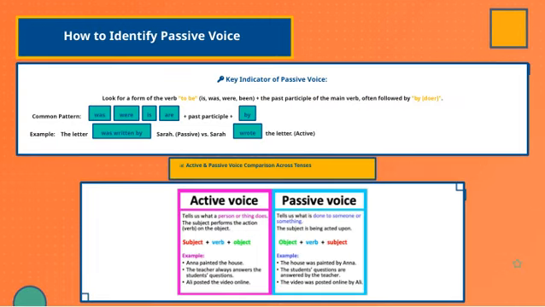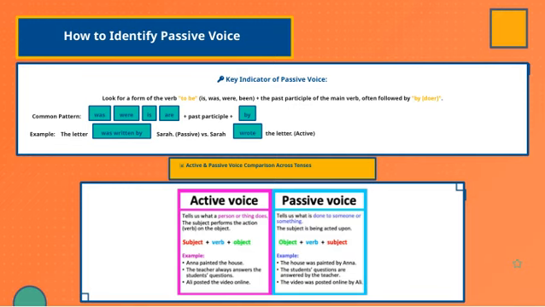Now, let's talk about how to identify passive voice. A key indicator is looking for a form of the verb to be: that's is, was, were, or been, followed by the past participle of the main verb. This structure is often followed by "by" and the doer of the action. A common pattern to remember is a form of to be plus the past participle plus by.